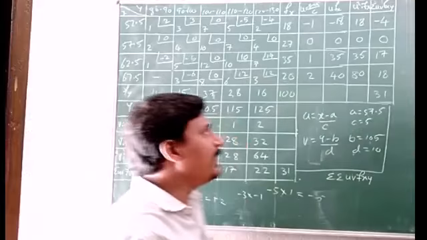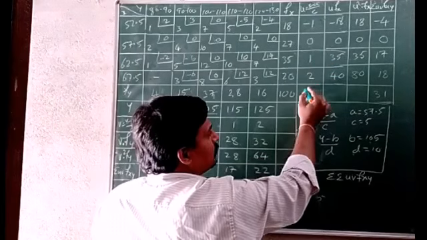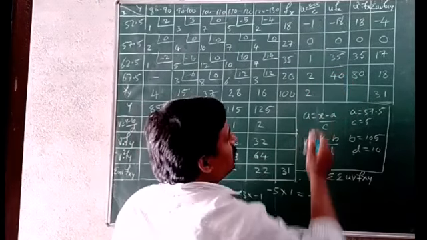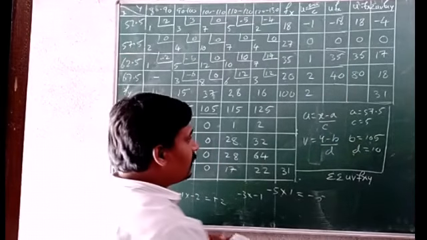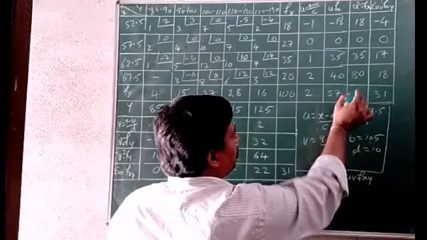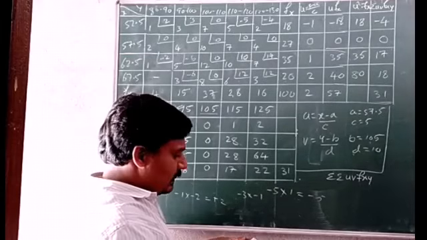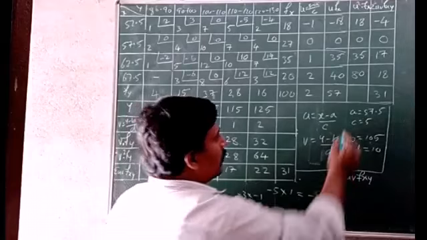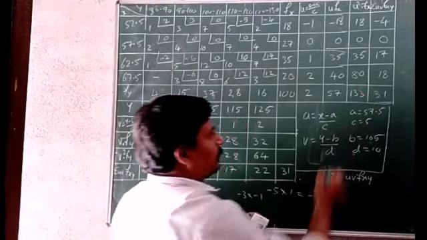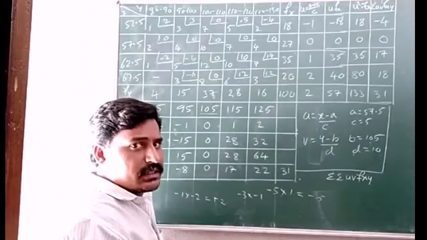Okay, now the remaining columns total. So minus 1 plus 1, 0, plus 2 is 2. Then 40 plus 35, 75. 75 minus 18, we get 57. Then u square fx, that is 18 plus 35 plus 18, that is 133. Next here, the y column is not necessary.